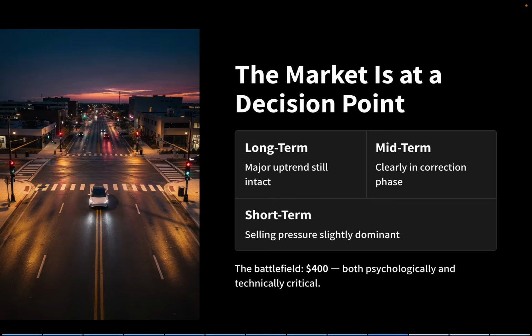On the mid-term time frame, the stock is clearly in a correction phase, and on the short-term time frame, selling pressure is slightly dominant. What this means is that the market is currently at a decision point, and the battlefield for that decision is the $400 area. This level is both psychologically and technically important, which is why investors across the market are paying attention to it.